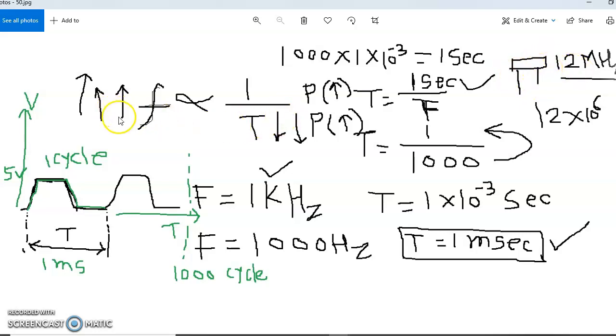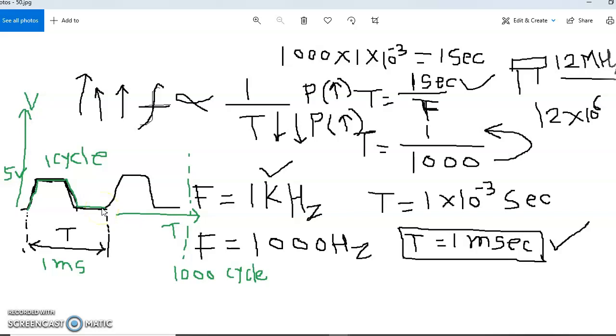So as frequency increases, execution time will decrease and the performance of the processor will increase. f is equal to 1 upon T, or T is equal to 1 upon f. If you assume this is the clock signal, it has a rising edge, high pulse, falling edge, low pulse, and again a rising edge. This is the time interval, the time taken by the signal to complete one cycle. The cycle keeps repeating. So this is called one cycle.